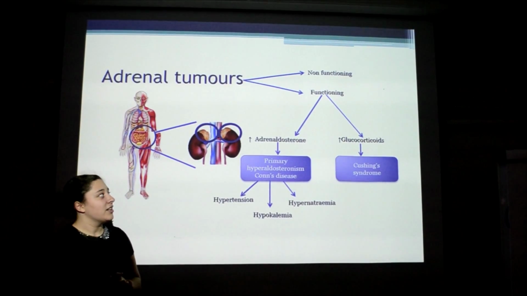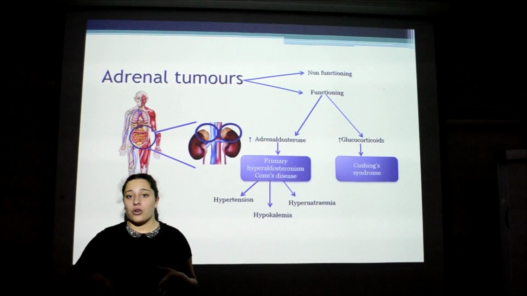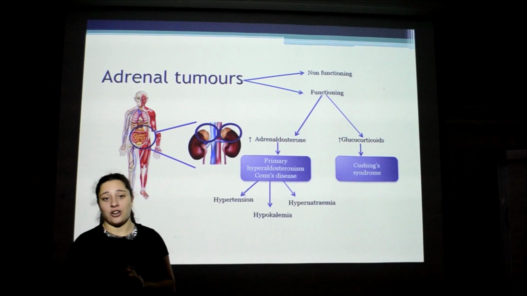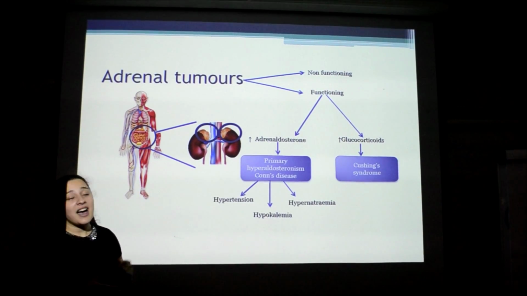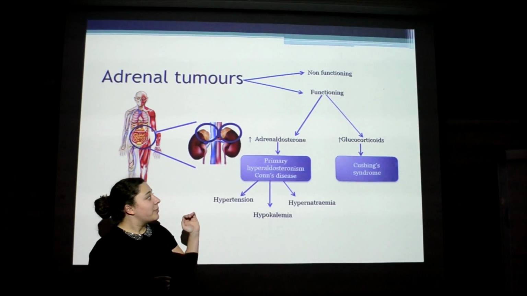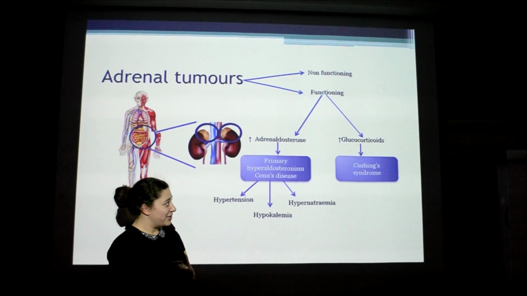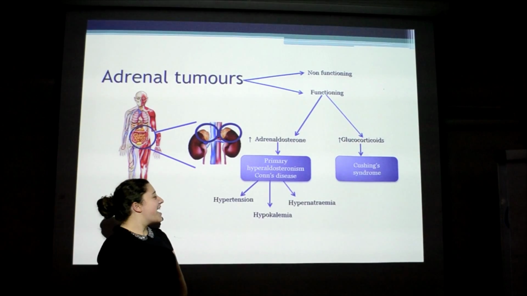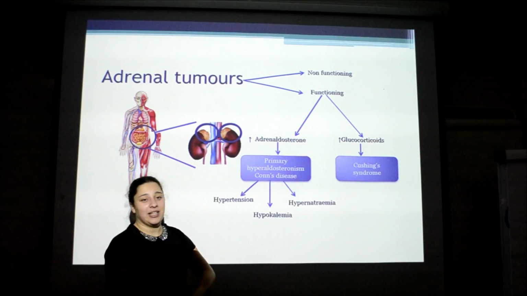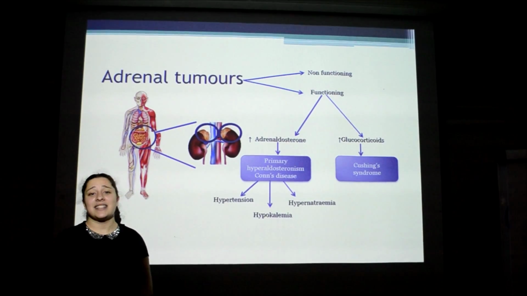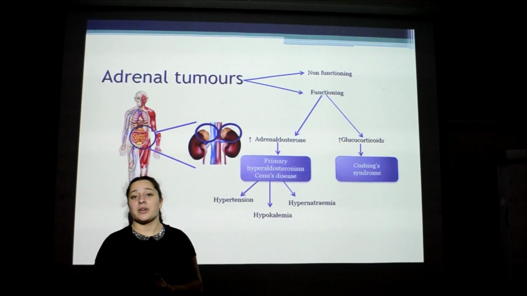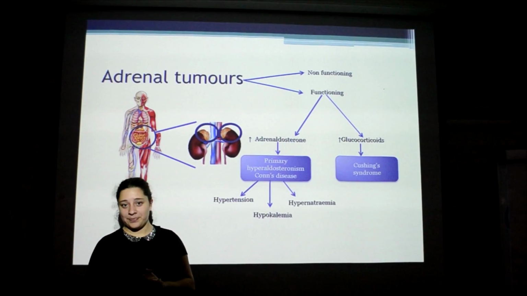When they are functioning, they can produce or secrete adrenosterone and glucocorticoids. When the body has a high amount of adrenosterone, it can cause primary hyperaldosteronism, which causes hypertension, hypokalemia, and hypernatremia. When the body has a high quantity of glucocorticoids, it will cause symptoms of Cushing's syndrome.